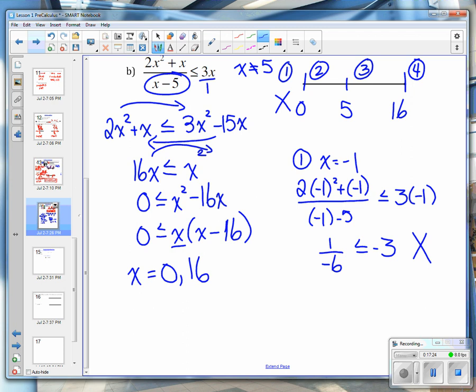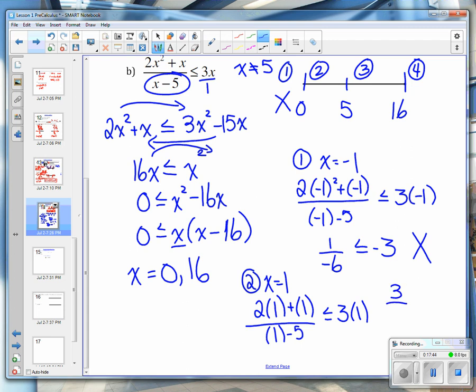Second test interval, 0 and 5. Well, let's use x is equal to 1. All right, so I've got 2 times 1 plus 1 over 1 minus 5 is less than or equal to 3 times 1. So I've got 2 plus 1 is 3.